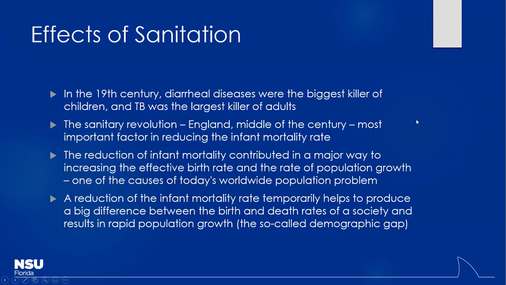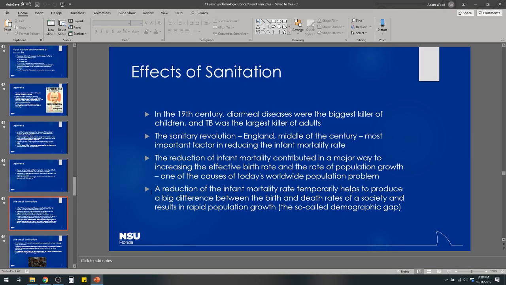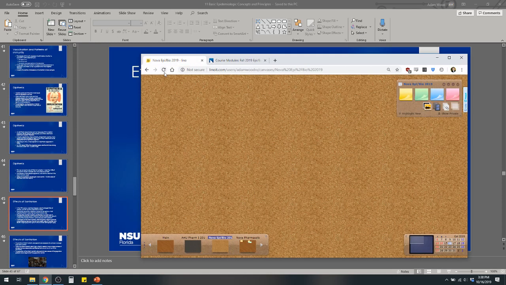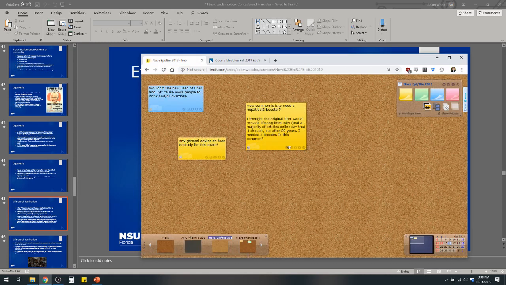All right, let's look at some other epidemiologic interventions. Actually, are there any questions before I get started? I should be looking at you instead of looking at my computer when I ask that. Any questions? Oh, there's a few.